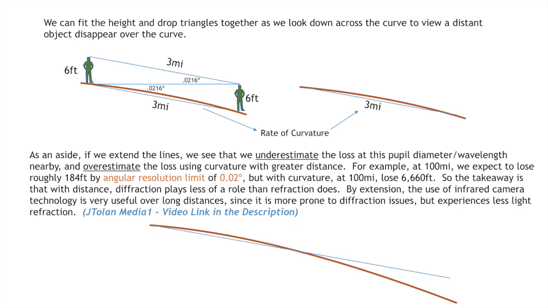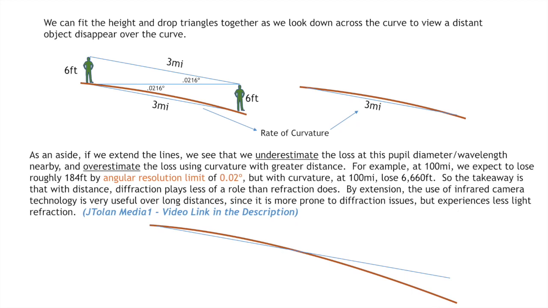So again, if I assume a curve now that this green person essentially is walking over a curve, you see that the lines don't really match up between the triangle. The straight blue line and the brown line do not match up. The curvature rate is underestimating it nearby, and it is grossly overestimating it far away. So for example, at 100 miles, we expect to lose roughly 184 feet by angular resolution at 0.02 degrees, but with curvature at 100 miles, we're losing 6,660 feet.